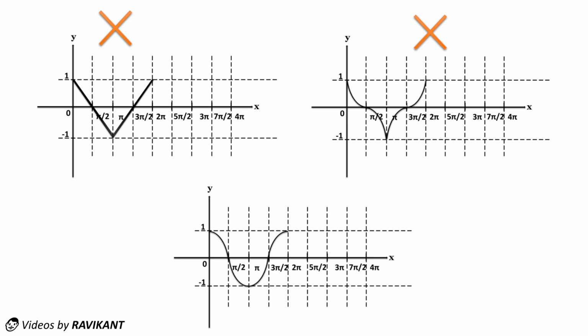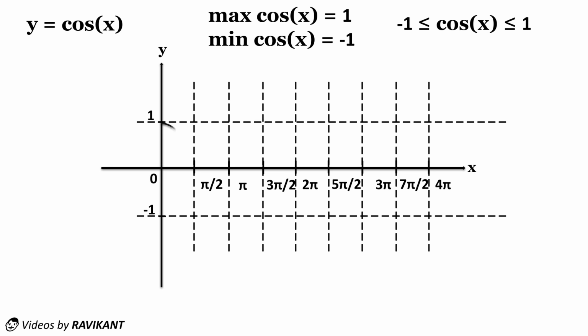So you can see the value is gradually decreasing. So according to this condition, the first 2 graphs are not the correct graphs. So the third graph is correct because it follows this condition. You can also check by putting the values in cos function. So from interval 0 to pi by 2, the graph is gradually decreasing.